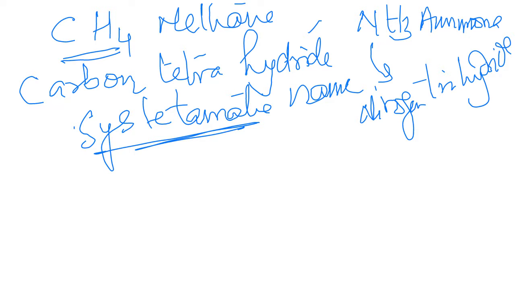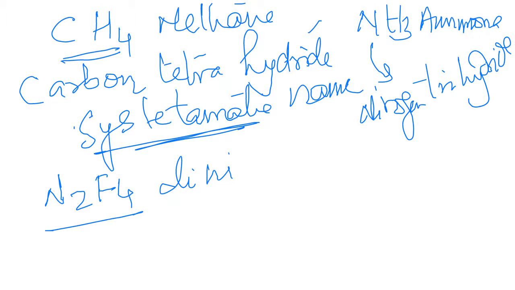Okay. Now N2F4. What is the systematic name of this? Dinitrogen. Dinitrogen. Nitrogen, right? First the full name. Tetra. Tetra fluoride. Fluoride at the end. Fluoride.